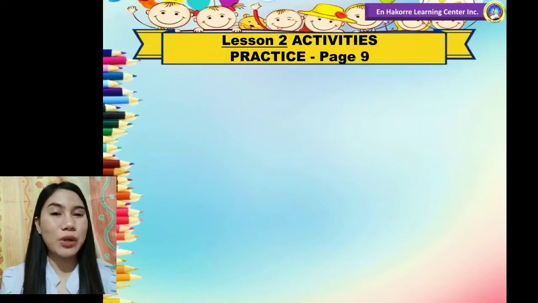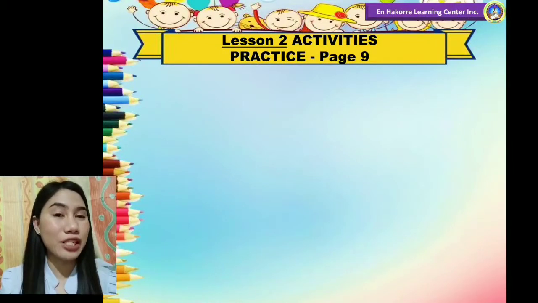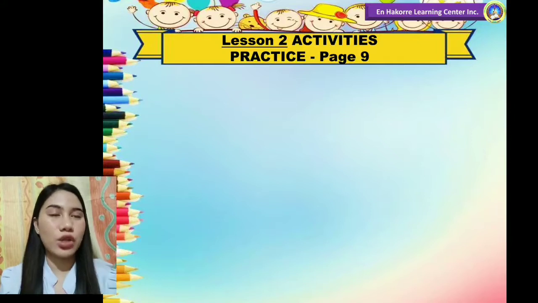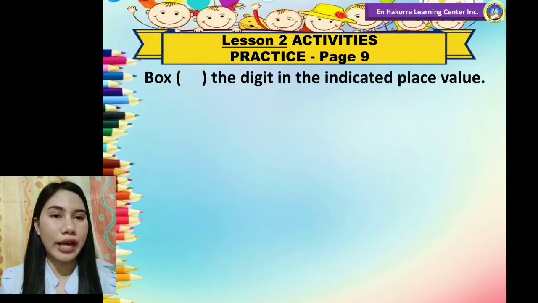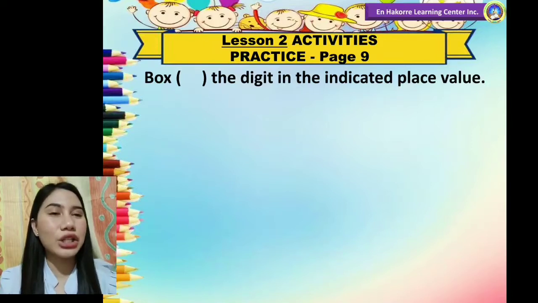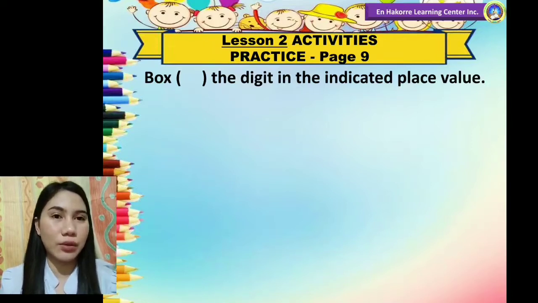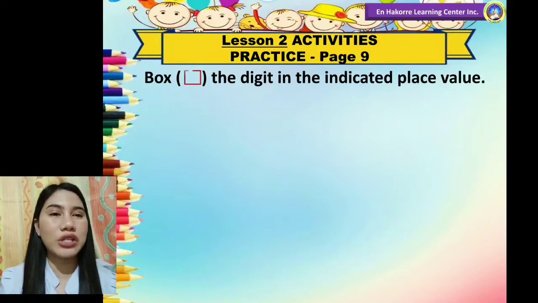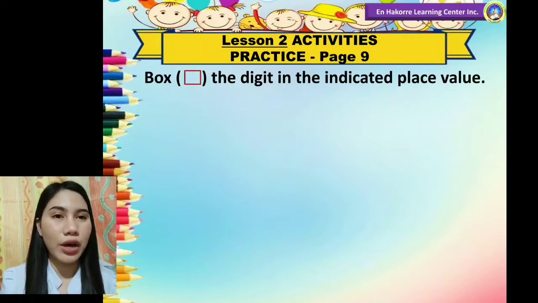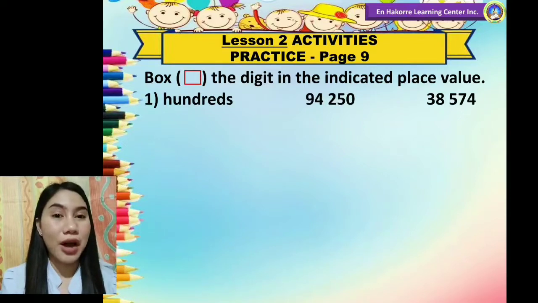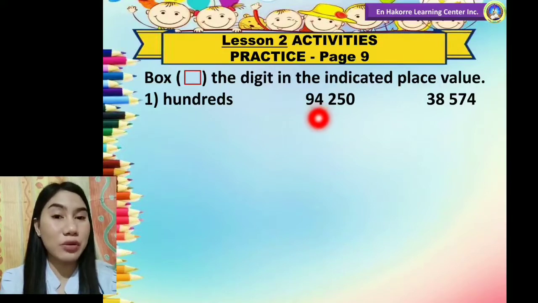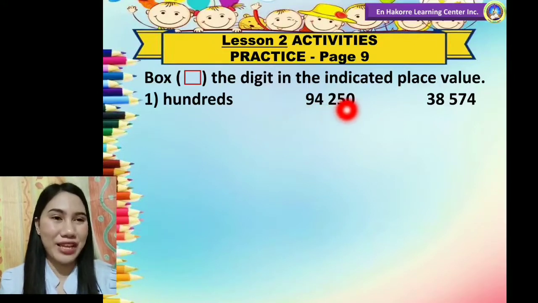So to practice what we have learned in our discussion, children, please proceed to page 9. You have there the instruction for page 9. All you have to do is box the digit in the indicated place value. Here on number 1, hundreds. Since you have there hundreds in number 1, where do you think in this number 94,250 is the hundreds place?